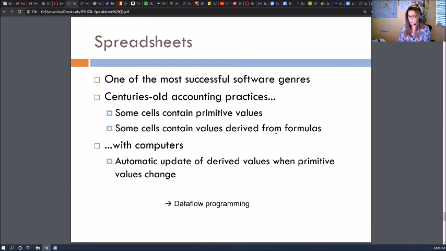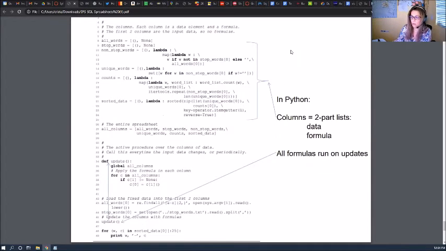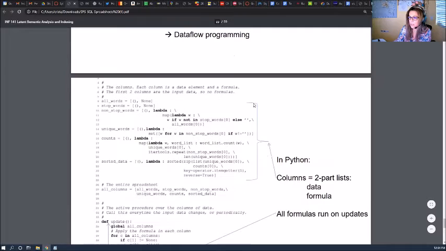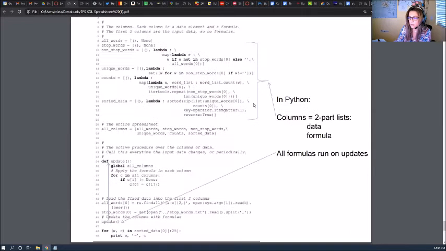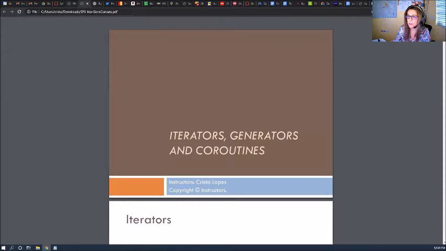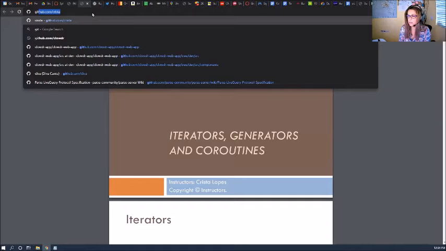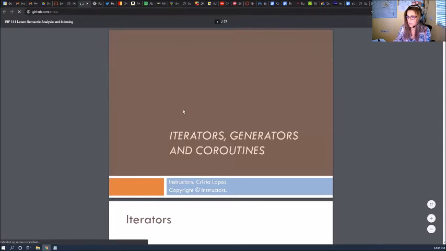So let me explain to you how to do term frequency in reactive programming style. I don't know if you can read this. I think I'm going to show you this in GitHub instead.